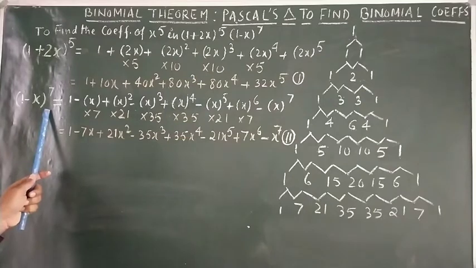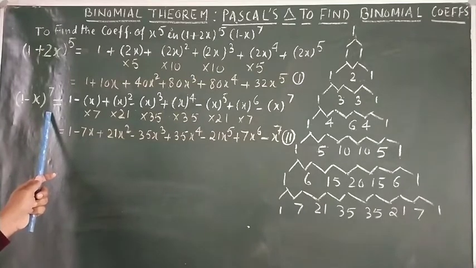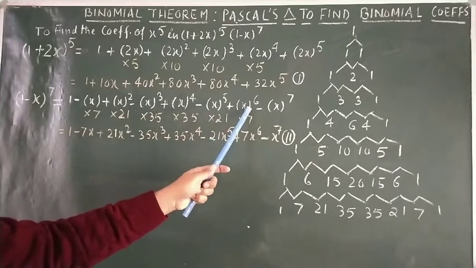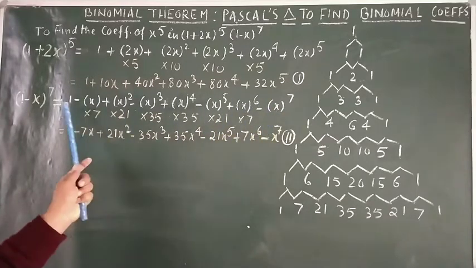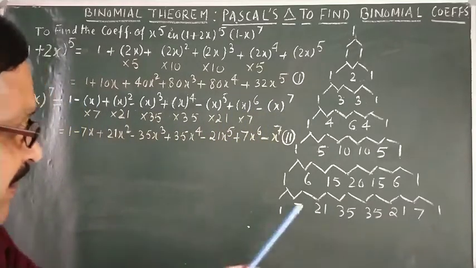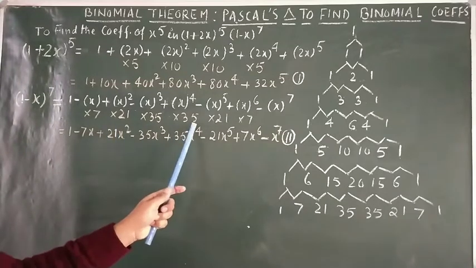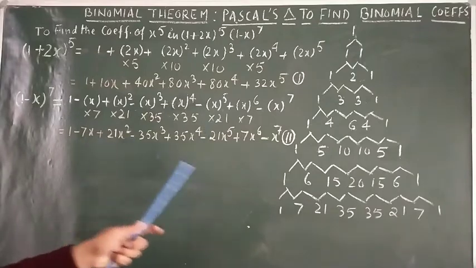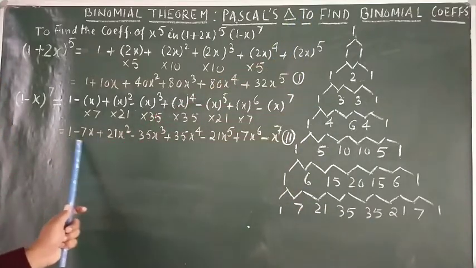Now 1 minus x to the power 7, alternate plus minus sign: 1, x square, x cube, x4, x5, x6, x7. After that, for power 7, these are the coefficients: 7 21 35 35 21 7. Copy from here fast. This is the fast technology. So we are getting this.